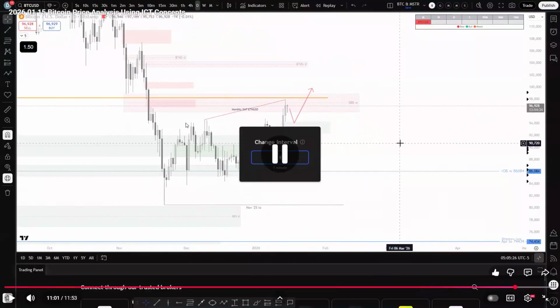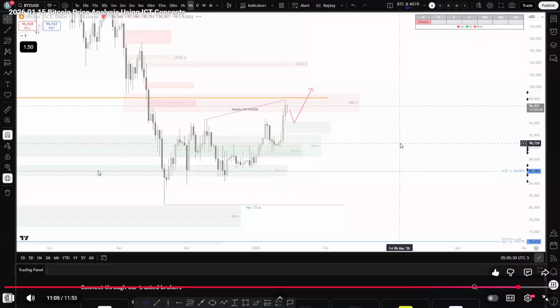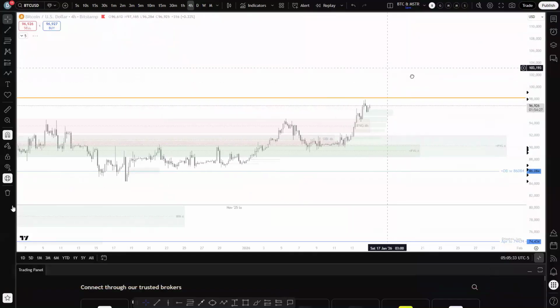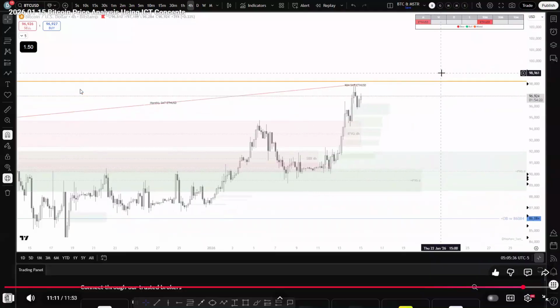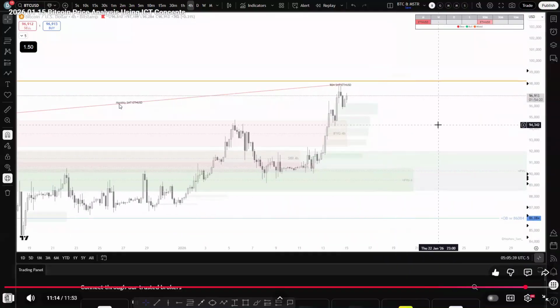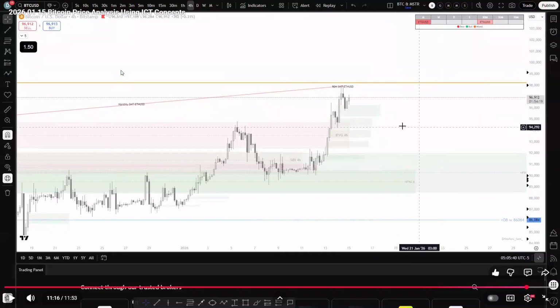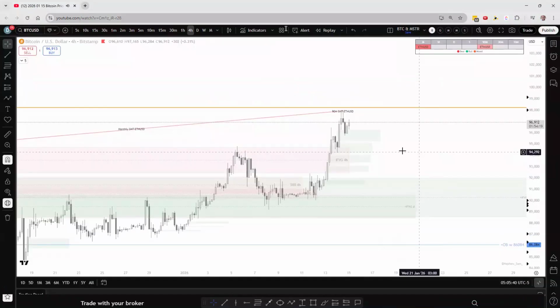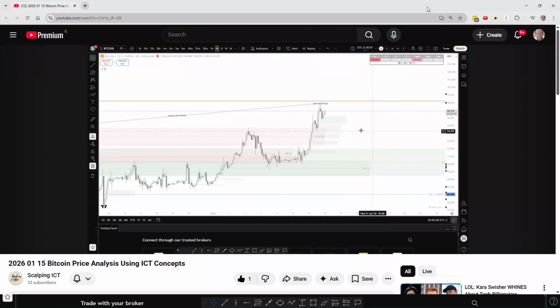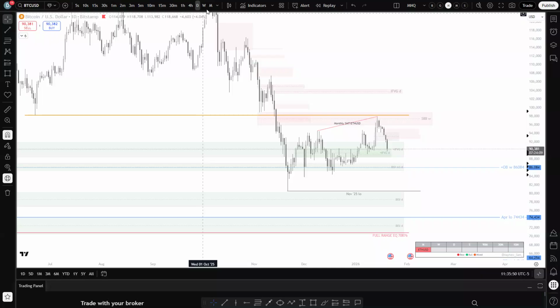Let's just drop to the 4-hour, and this obviously is not very significant when we're looking at the higher time frame. All right, let's now close this and look at the live chart. Here's the live chart. Let's go to weekly.